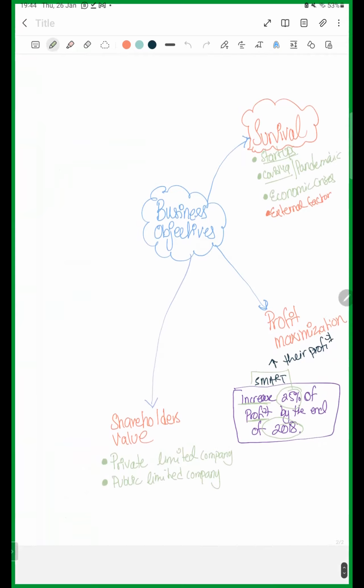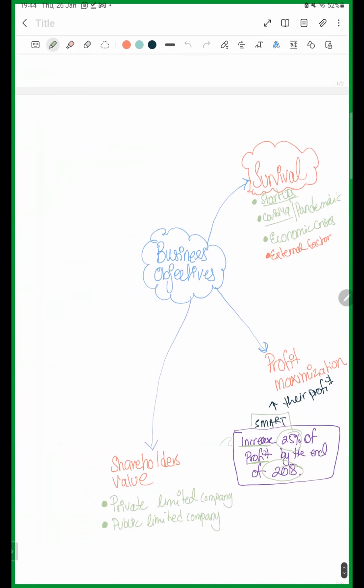So what happens in shareholder value is that the business aims to make their shareholders happy, okay?